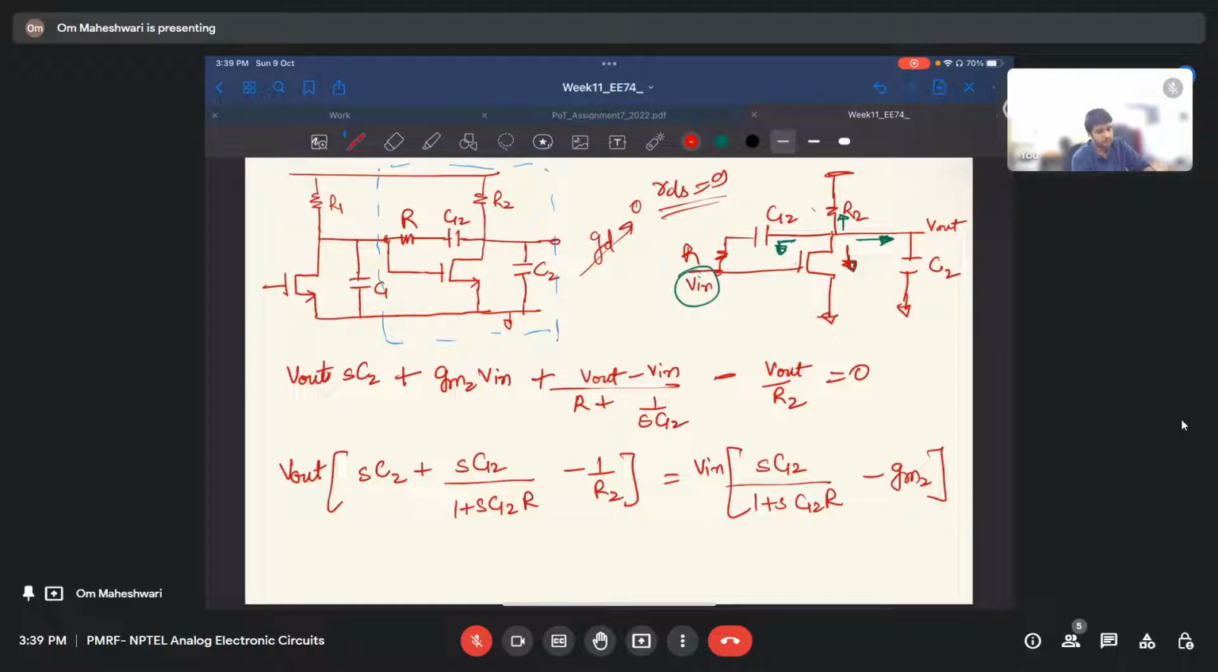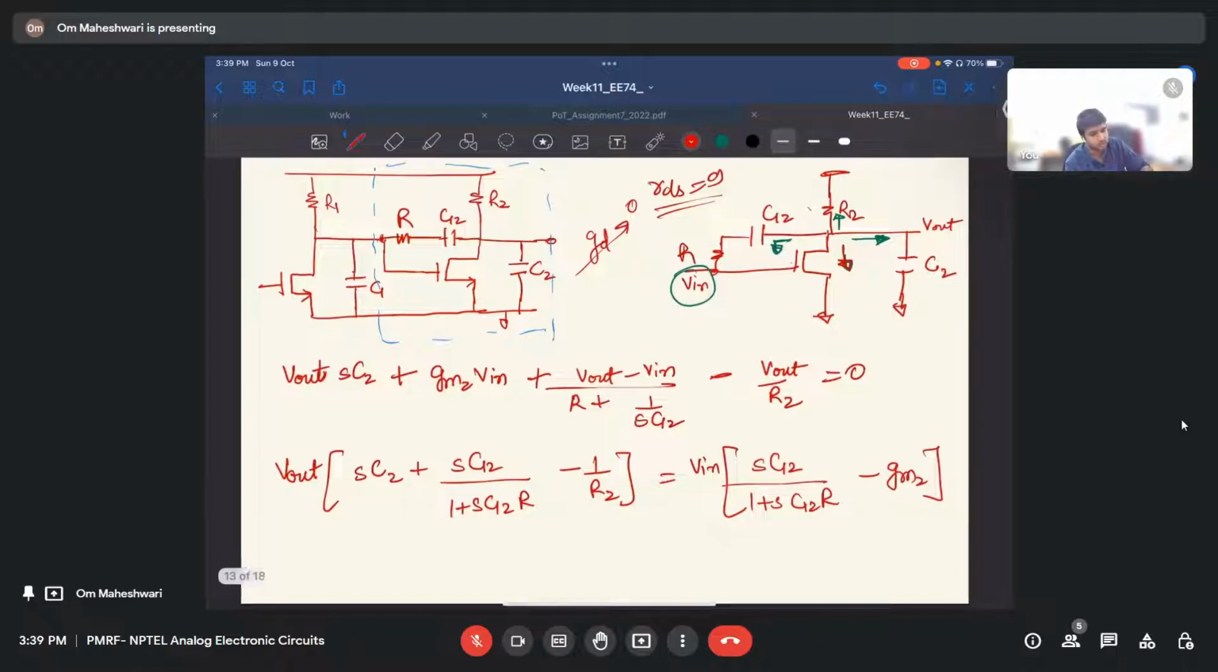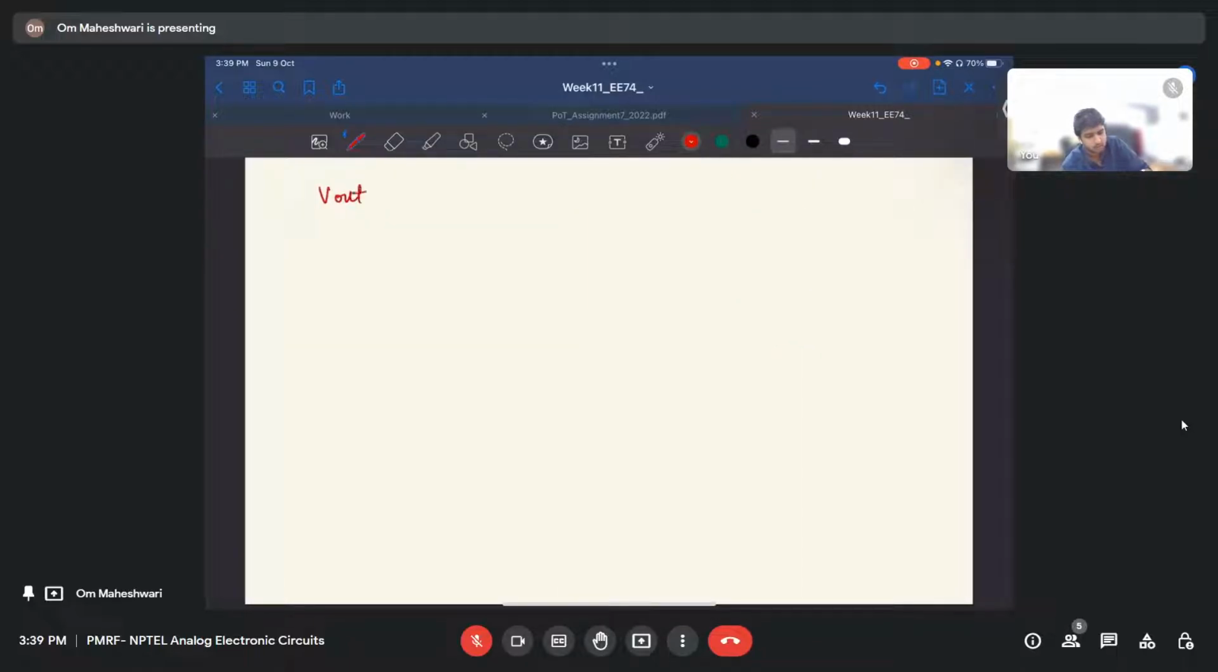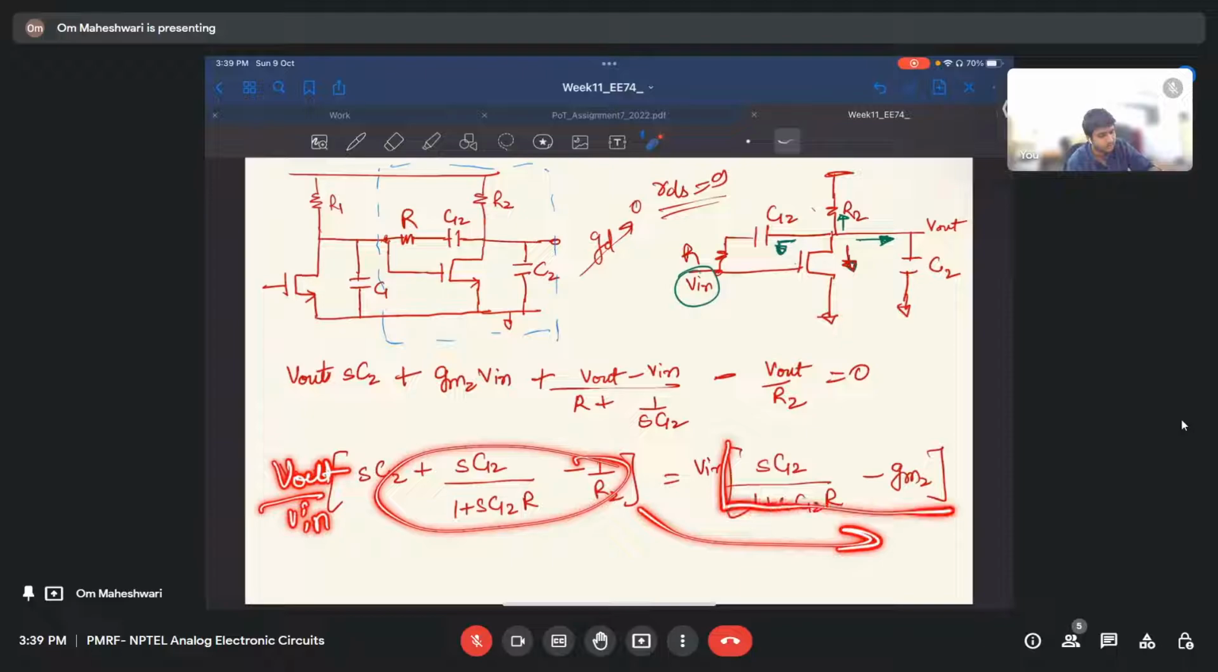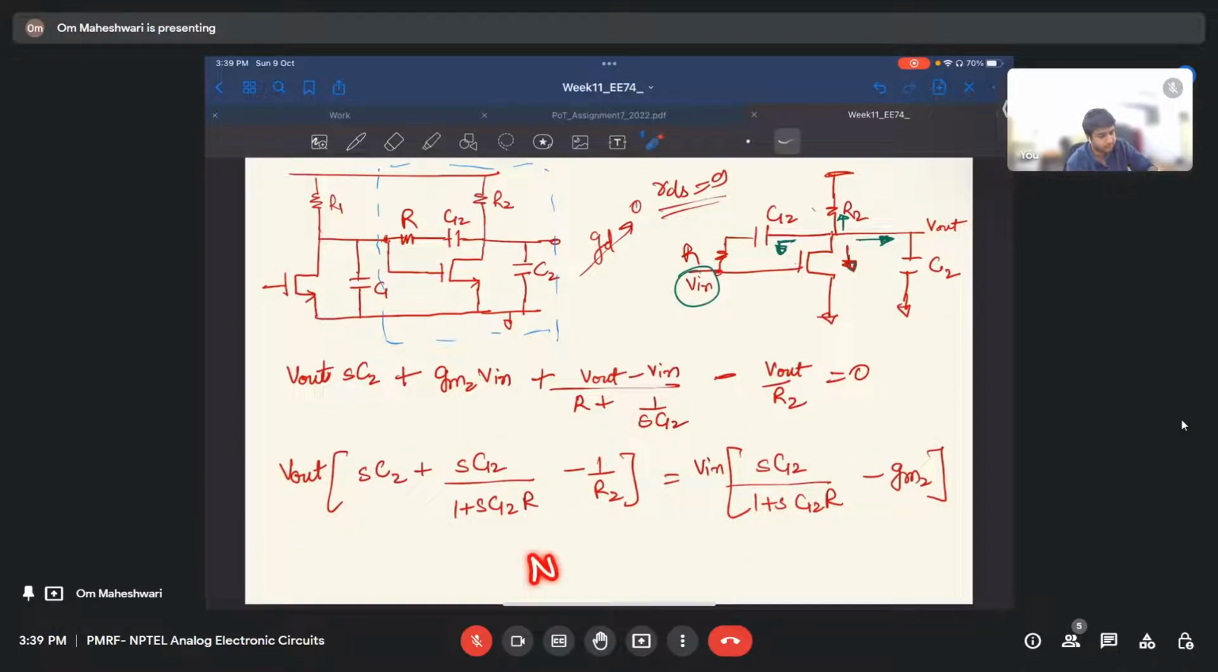Now I want to do V out by V in to find the zeros and poles, right? So if I do V out by V in, this term will go here, but this thing will come in the numerator, right? And this numerator term will be divided by the denominator. If we have the transfer function, then the roots of the numerator give us zeros. So I'll just write the numerator term.